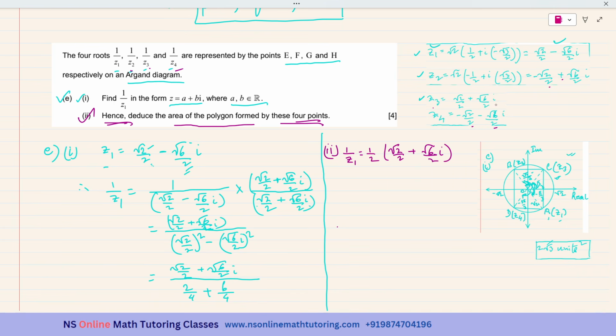Okay, so now coming to these 4 roots, you see z3 was equal to root 2 over 2 plus root 6 over 2i. So this is equal to half z3. Okay, and z3 was this point C. So it will be half of this, meaning the real part will be halved and the imaginary part will also be halved. So this is half of the real portion and half of the imaginary portion, maybe over here. Okay, and 1 over z1 is E. So this point is E.